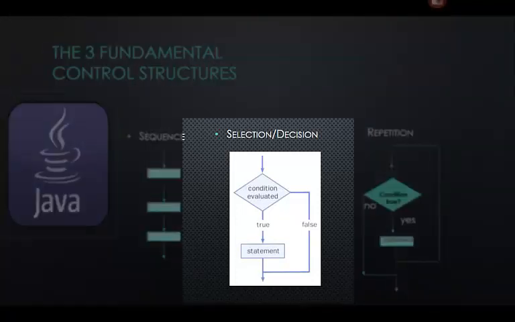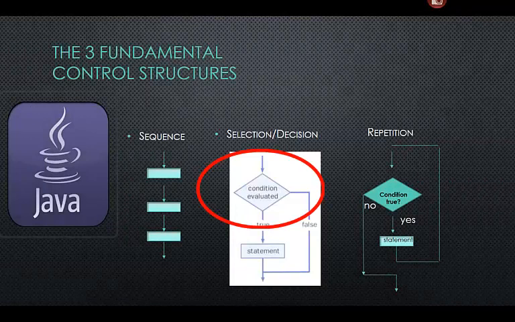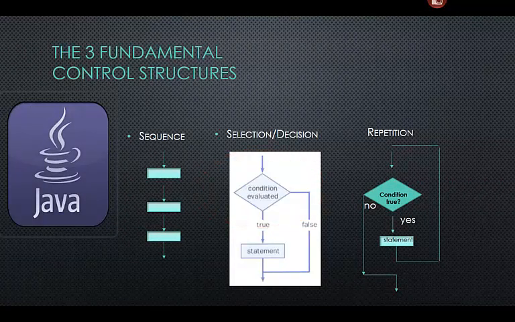Selection or decision. Notice the diamond-shaped box. This represents a decision point. We will evaluate some type of condition, and if it's true, then we will do certain statements in the code. If it is not true, we will skip over those statements in the code.